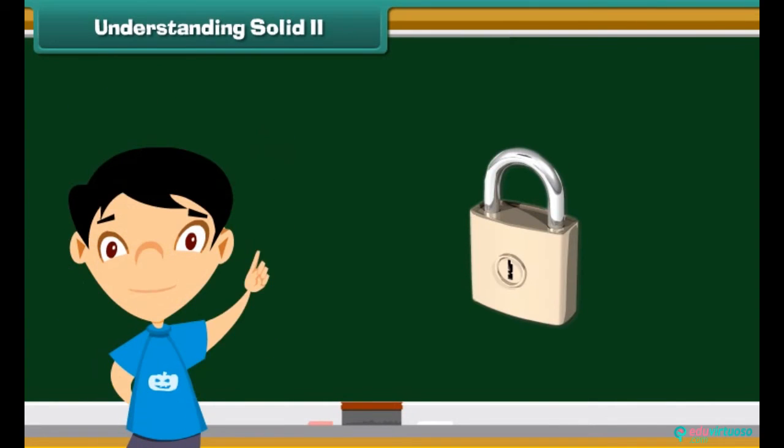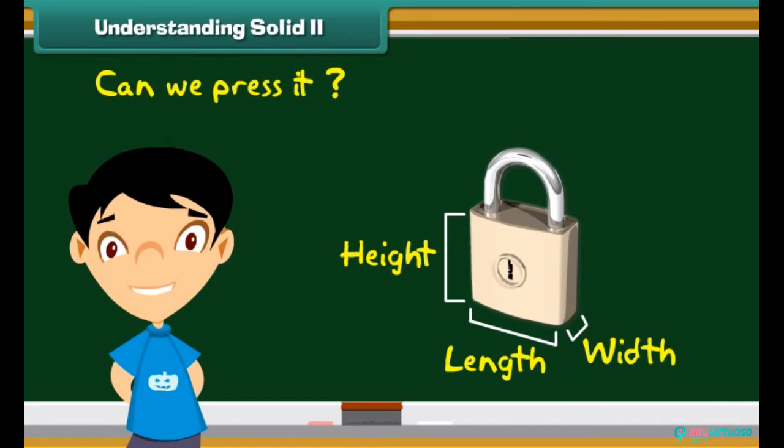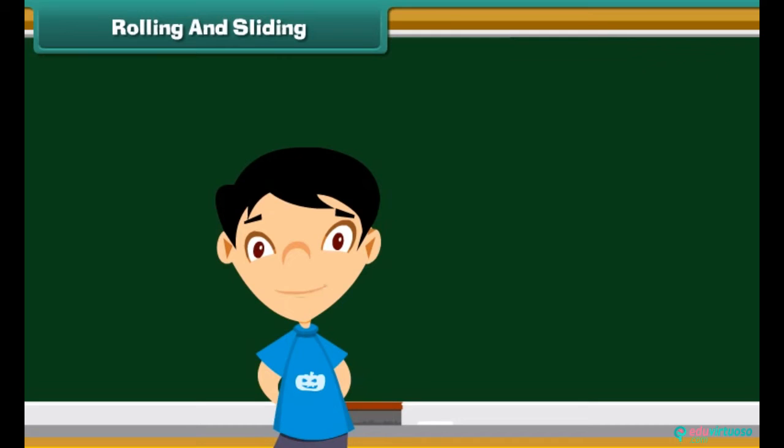Now see this lock. Is this a solid? You are correct. This lock is a solid. It has a fixed shape. It has length, width, and height. And can we press it? No, we cannot press it. It is hard. Do you know that we can roll and slide solids?